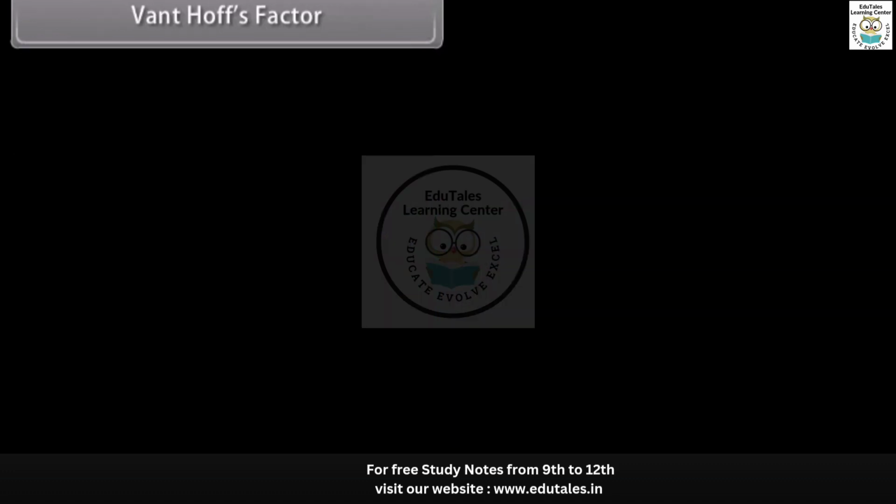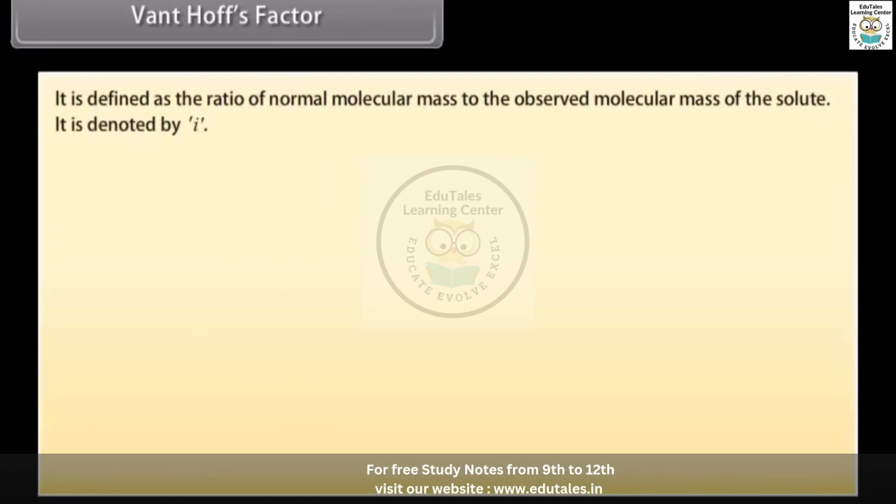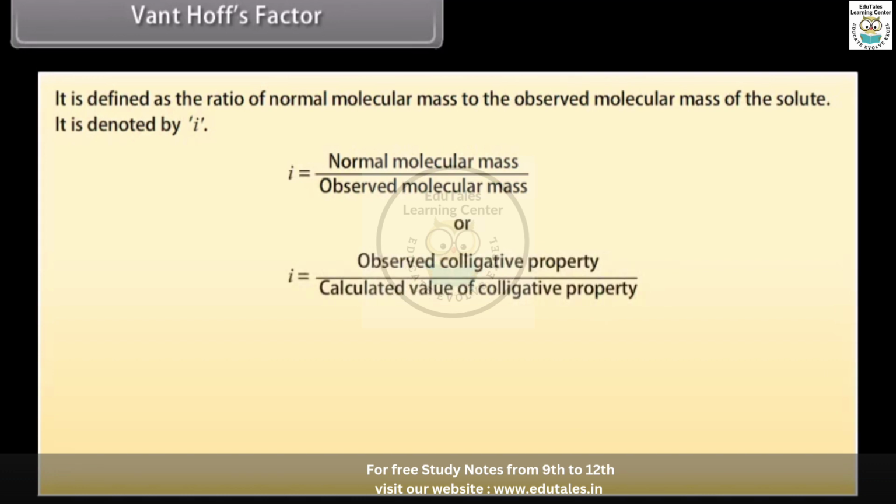Van Hoff's factor. It is defined as the ratio of normal molecular mass to the observed molecular mass of the solute. It is denoted by i. i is equal to normal molecular mass divided by observed molecular mass, or i is equal to observed colligative property divided by calculated value of colligative property.